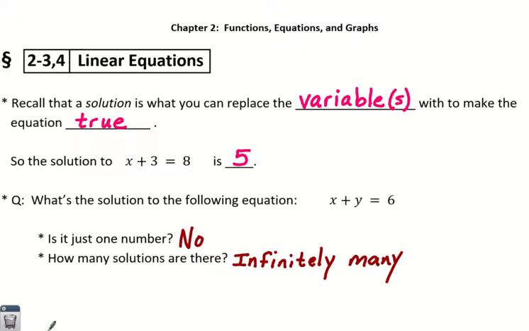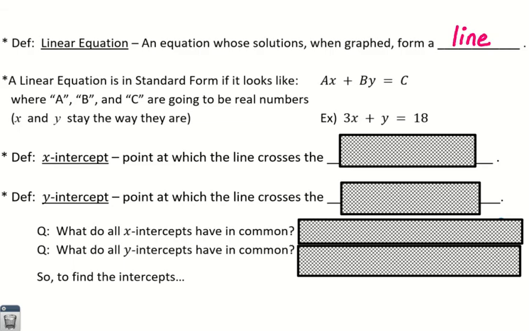Alright, gang. So this takes us to 2-4, linear equations continued. Same handout as we used for 2-3. We're going to pick up where we left off, starting with the whole x-intercept and y-intercept thing.